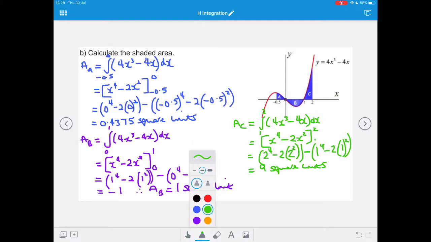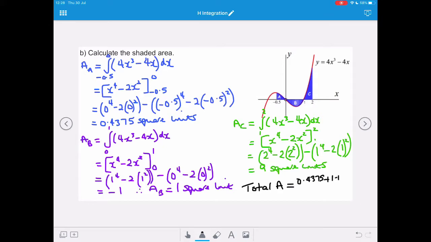And so to determine the total area, we need to add the areas of each chunk together. So the total area is going to equal our area for A of 0.4375 plus the area of B, which is 1, plus the area of C, which is 9, giving us a total area of 10.4375 square units.